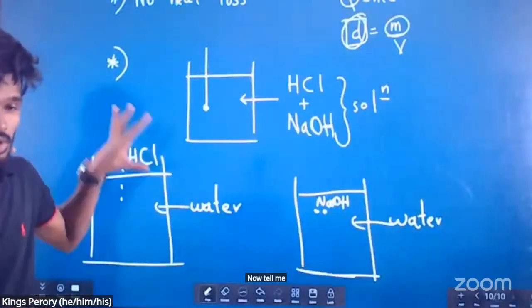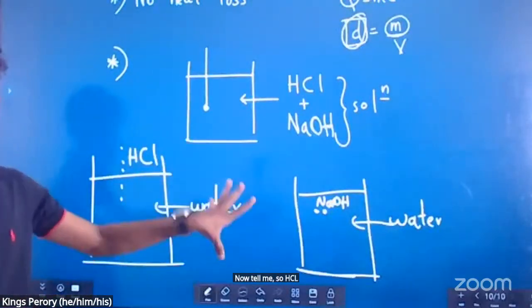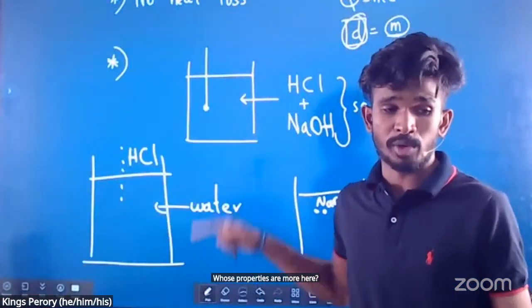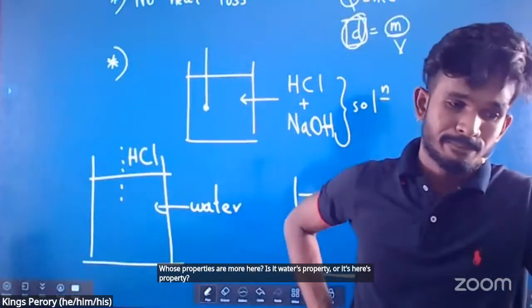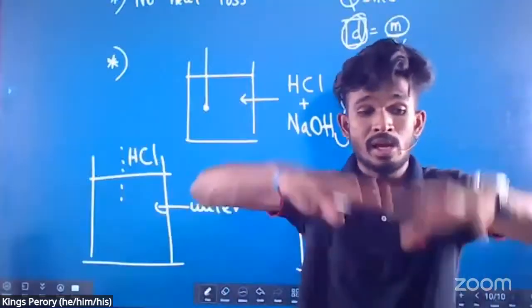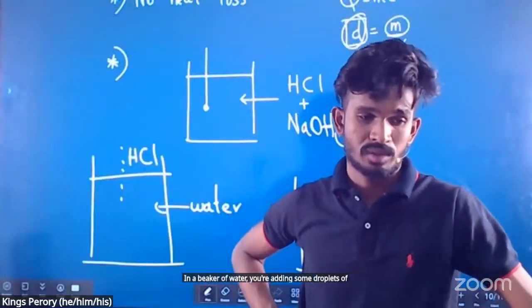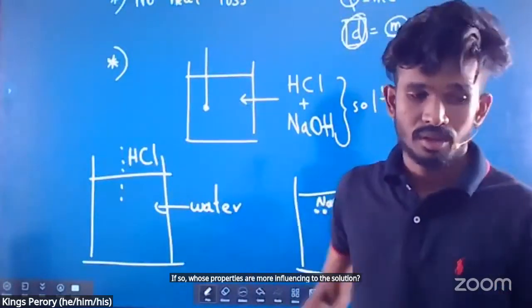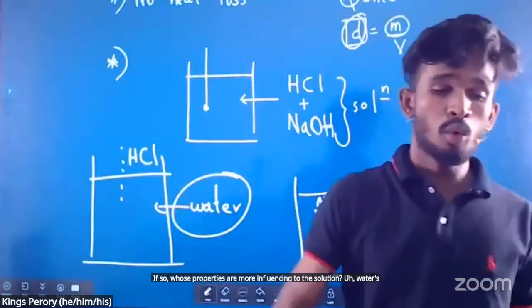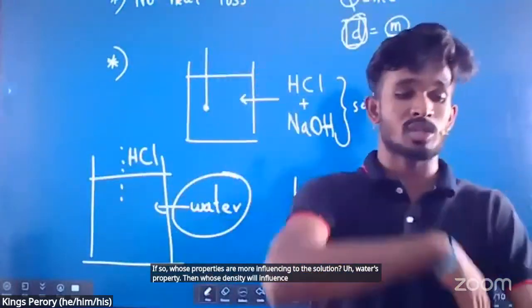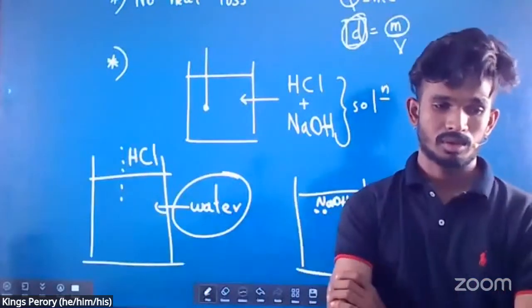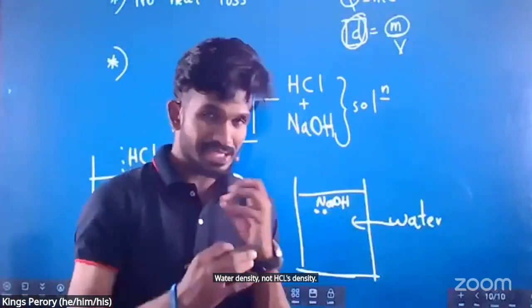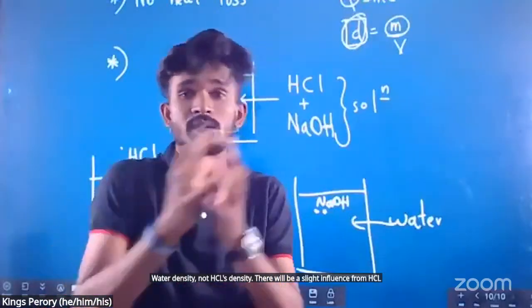Now tell me, HCl aqueous solution, a lot of water, a little bit of HCl. Whose properties are more here? Is it water's property or HCl's property? In a beaker of water, you are adding some droplets of HCl. If so, whose properties are more influencing the solution? Water's property. Then whose density will influence more the solution? Water's density, not HCl's density. There will be a slight influence from HCl, but the highest influence comes from water.